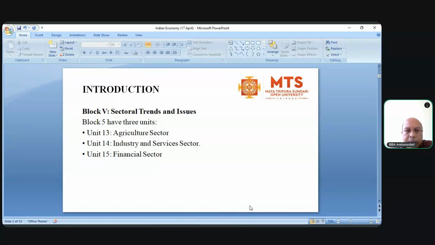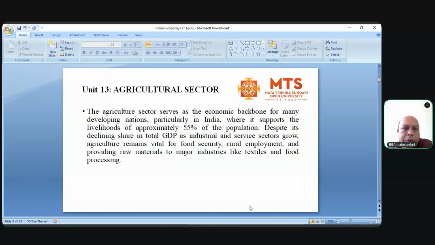Unit 1 discusses the agriculture sector. Unit 2 discusses the industry and service sector. Unit 3 discusses the financial sector. So unit 1, which is unit 13, discusses the agriculture sector.